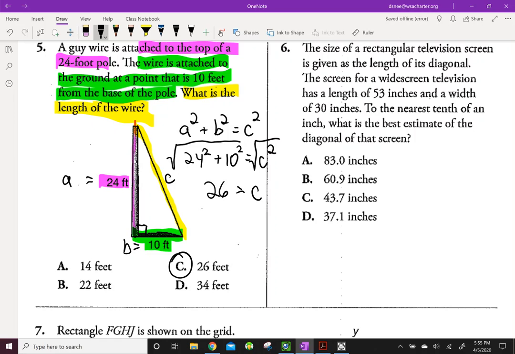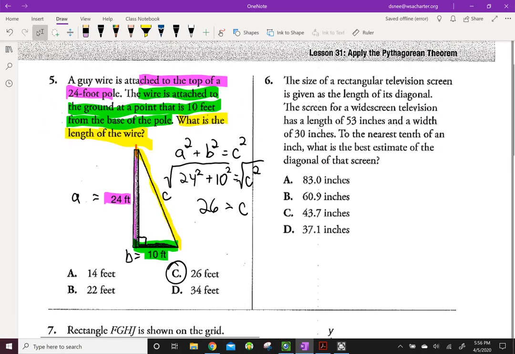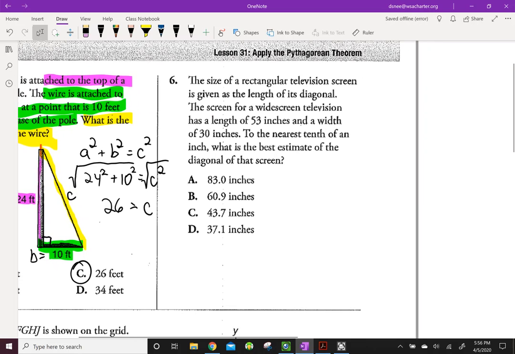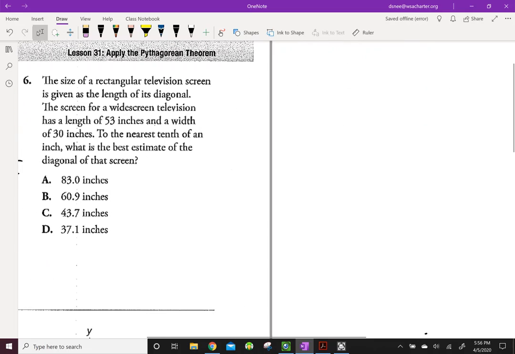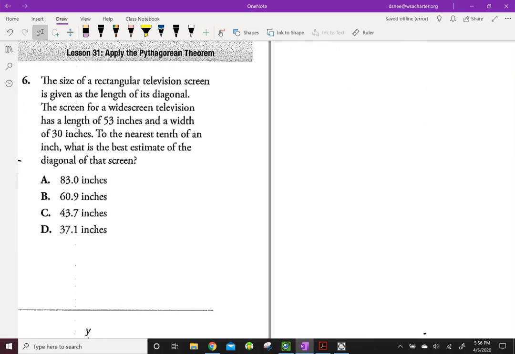So that's it right there. Choice C in number 5. Okay, moving on to number 6. You guys can pause the video as you need to. Number 6 says the size of a rectangular television screen is given as the length of its diagonal. The screen for a widescreen television has a length of 53 inches and a width of 30 inches.